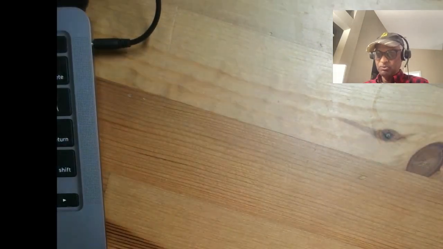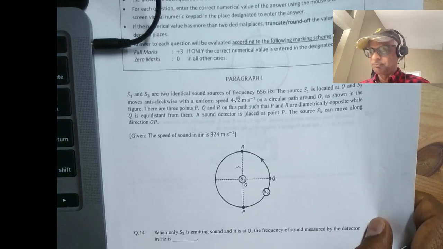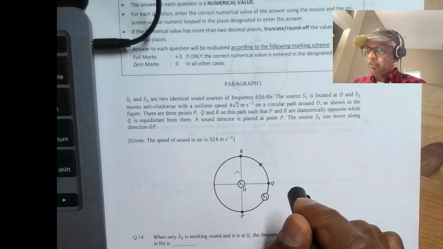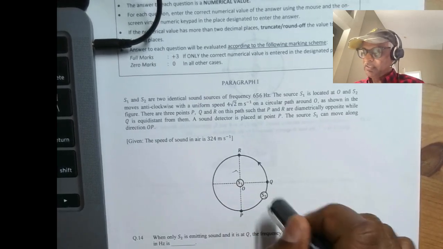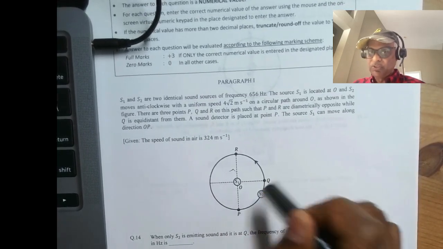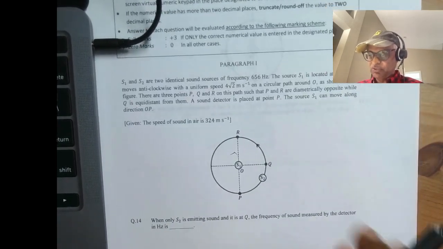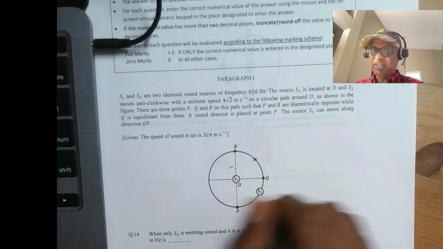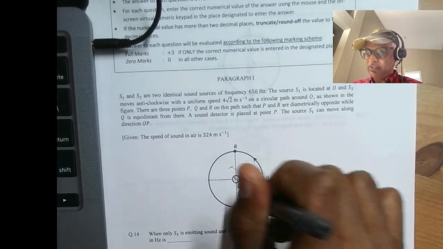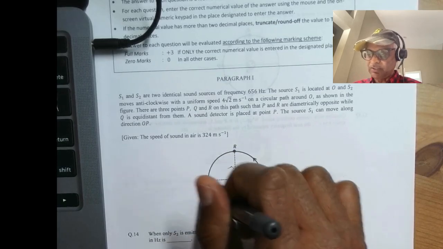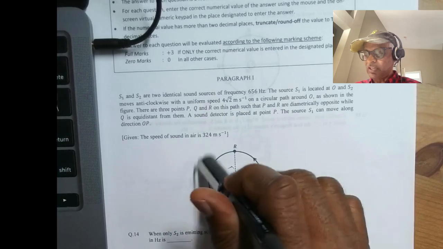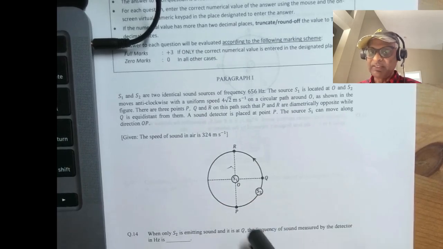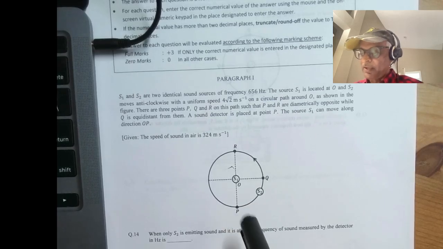Okay, so this question is a question on Doppler effect for sound. There are these two sources of sound, S1 and S2, and in question 14, the first question on this paragraph, although this setup has two sources, only S2 is emitting. Now S2 is going in a circle like this, and you could ask a question at an arbitrary point, but they have picked points Q and R, and P is a point where there will be a detector.